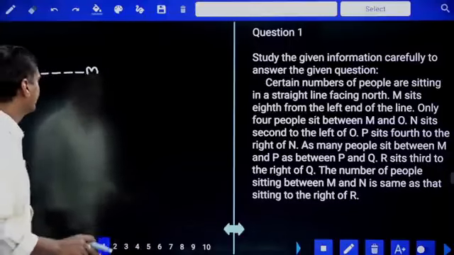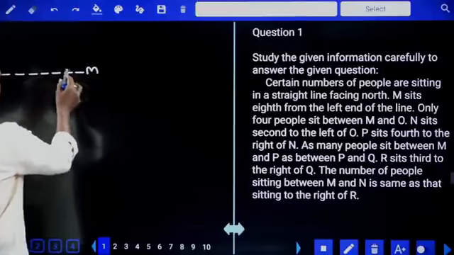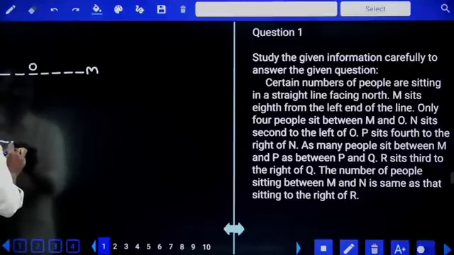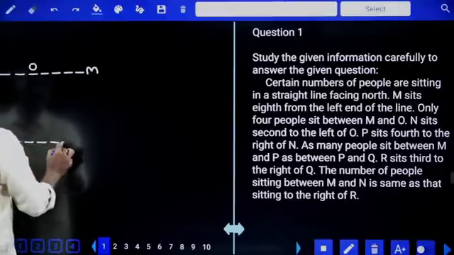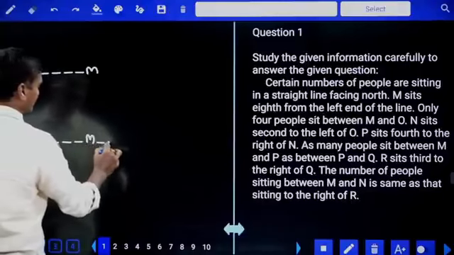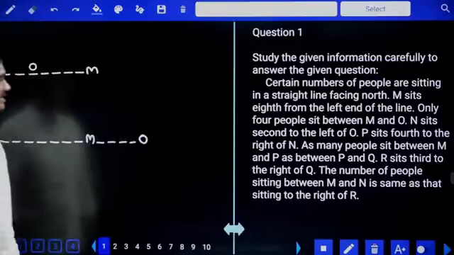As 4 people between M and O can be either to the left hand side of M or to the right hand side: 1, 2, 3, 4. O can be here. This is one of the possibilities. And second possibility: 1, 2, 3, 4, 5, 6, 7, 8. M is 8th from the left and 4 people between M and O, so O is at this place.